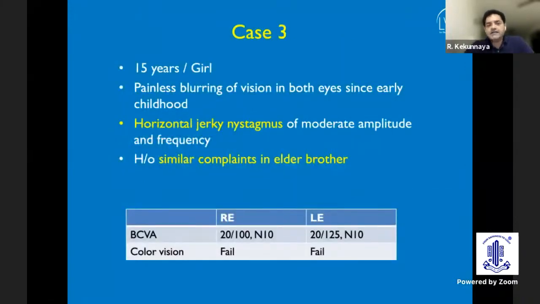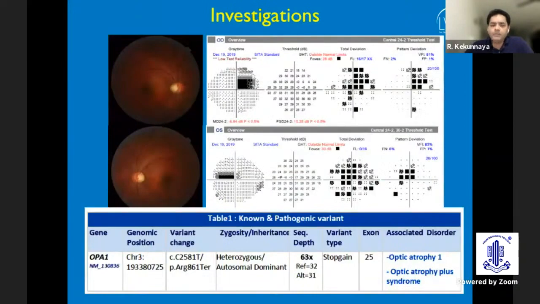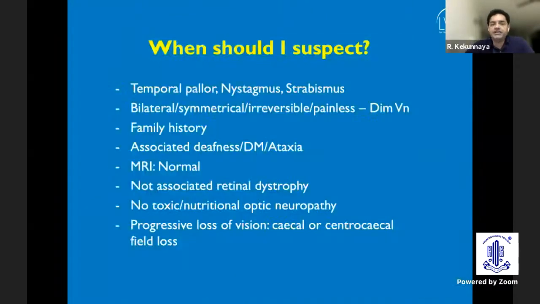The third case: painless progressive, early childhood, horizontal jerk nystagmus, similar complaints in the brother. Again, comprehensive evaluation was done. Everything was negative when we did the genetic test, which showed an OPA1 gene defect.